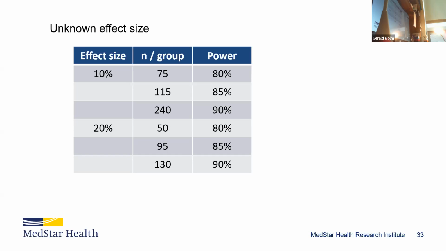Because budgets are limited, the number of patients you get is dependent on your budget. Then you can make a best educated guess on what's a reasonable effect size, what's a reasonable number that you can afford, and what power level we could do that at.